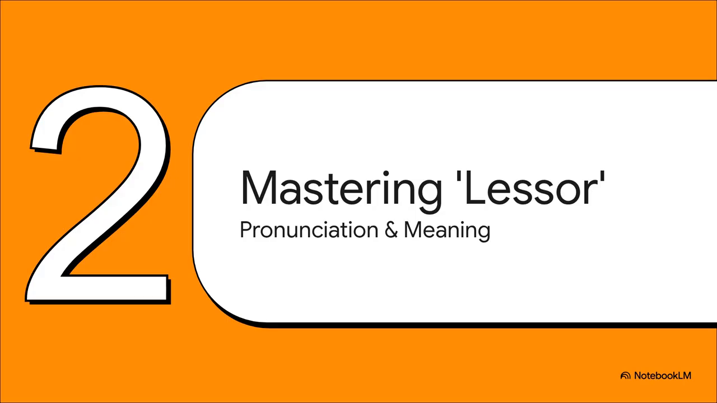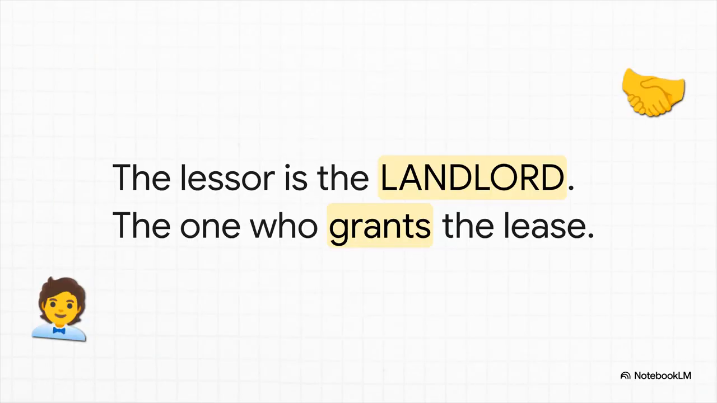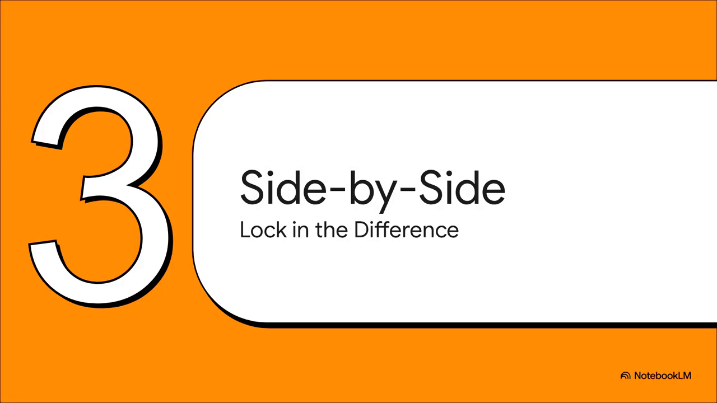Okay, we've got the lessee down. So naturally, we've got to talk about the other side of the coin, the lessor. Now this one is pronounced lessor. The stress is on that or at the end. It's kind of like the or in the word order, or even better, like the sound in landlord. Say it with me, lessor. And that little sound clue brings us right to the definition. The lessor is the landlord, the property owner. They're the one who grants the lease. They're giving you the right to live there. So the lessor grants and the lessee receives. Simple, right?